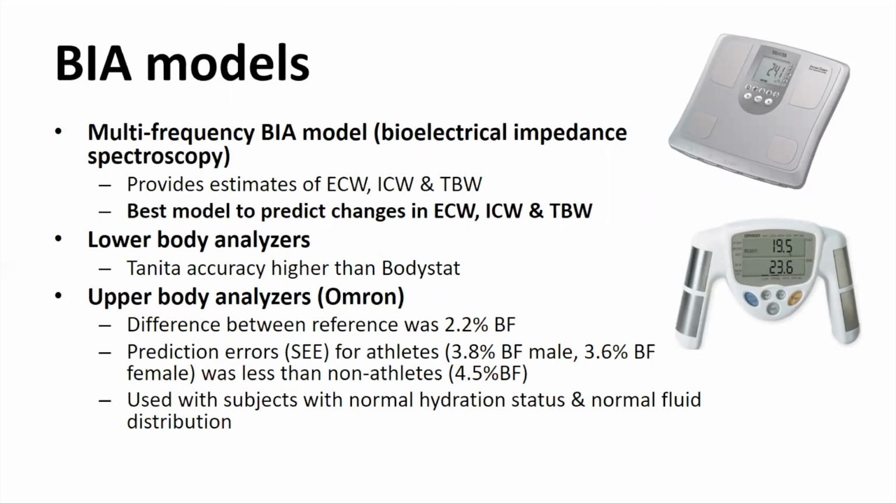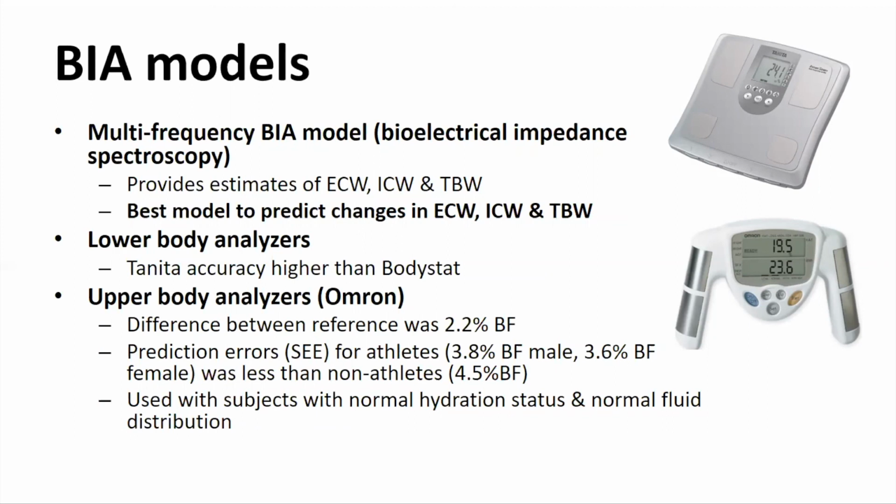This BIA model has been commercialized, and you've seen these as the Tanita scale at the store and the handheld Omron. The Tanita scale is the one that you stand on these metal plates, and it sends an undetectable electrical current up through the foot of one leg and down the other leg. So it basically estimates a percentage of body fat in your lower half of the body. On the other hand, the Omron, the handheld device, sends an electrical current from one hand to the other, and estimates the percentage of body fat in your upper body.